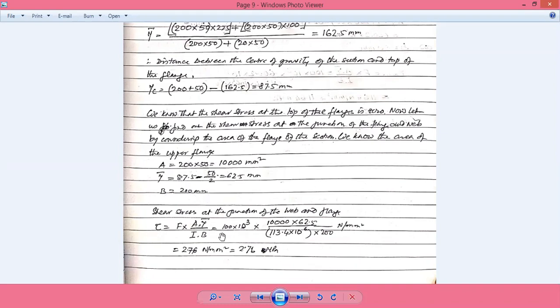So the values of A, y bar, I and B in this equation: F is given, I is given, we have calculated A and we have calculated y bar, and we know the value of B. So the equation will take this particular shape, and the numerical value will equal 2.76 MPa. So the stress at the junction of the flange and web is 2.76 MPa.